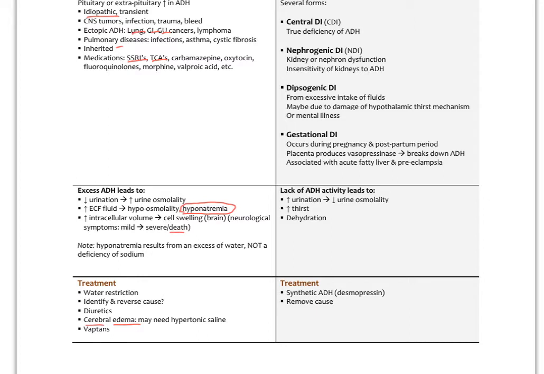And then rarely we might use the vaptan diuretics, which block the V2 receptors for ADH in the kidneys, thereby decreasing the effective ADH on the kidneys. All right, so that's going to be SIADH.